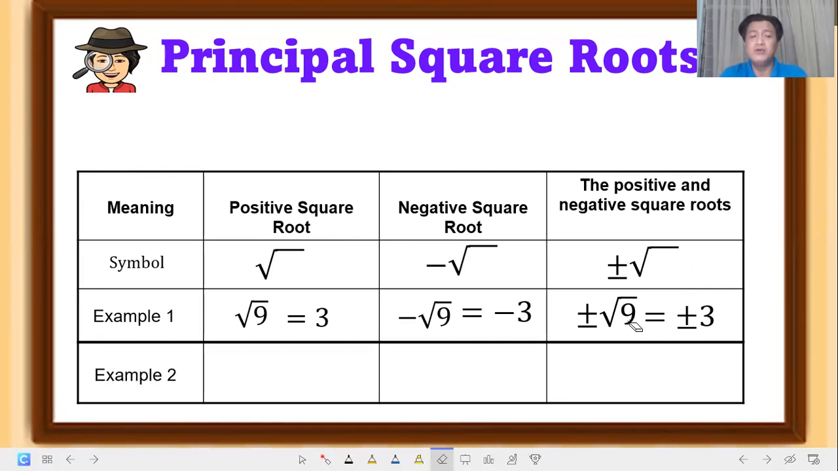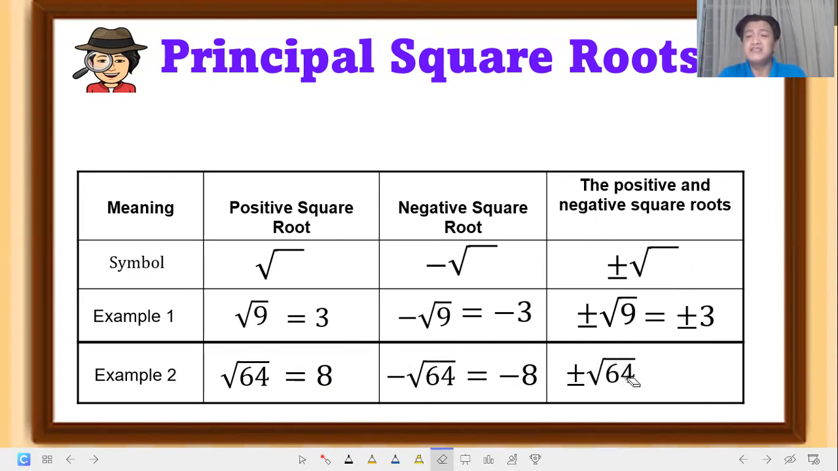Okay, example number 2, I have here square root of 64. Okay, the square root of this is simply 8. And the negative square root of 64, that is negative. Bakit siya naging negative? Kasi meron pong negative sa harapan. Di ba? I-multiply natin. Kaya square root of 64, 8 yun. Since may negative, kaya i-multiply. Kaya becomes negative. And you get the positive and negative square root. Therefore, this is positive negative 8.